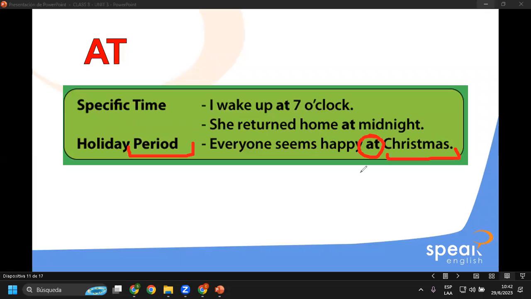Can I say, for example, at Holy Week? What am I saying there? Am I talking about one specific day, or am I talking about a holiday period? A holiday period. So those are some of the most common scenarios where I can use at. Understood? Perfect.